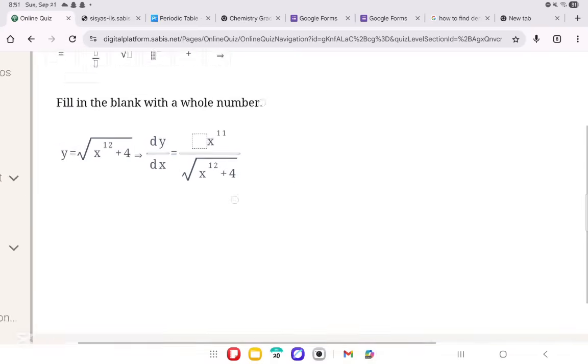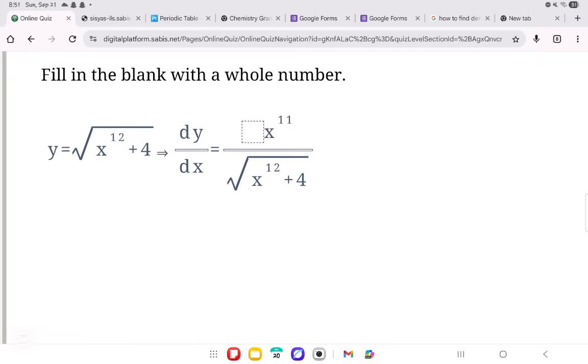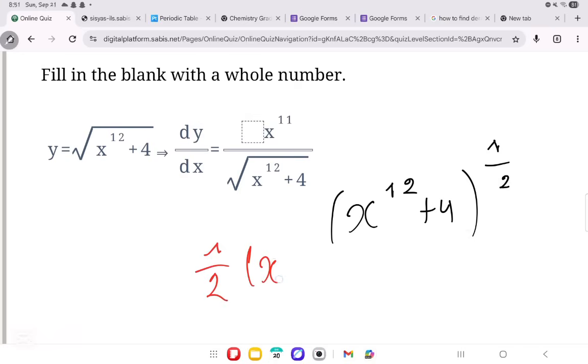They want us to find the derivative of this. Okay, so how do we find the derivative of this? Very simply, you take it as (x^12 + 4) to the power of 1 over 2. Now we take the derivative. 1 over 2 times (x^12 + 4) to the power of 1 over 2 minus 1, which is minus 1 over 2.